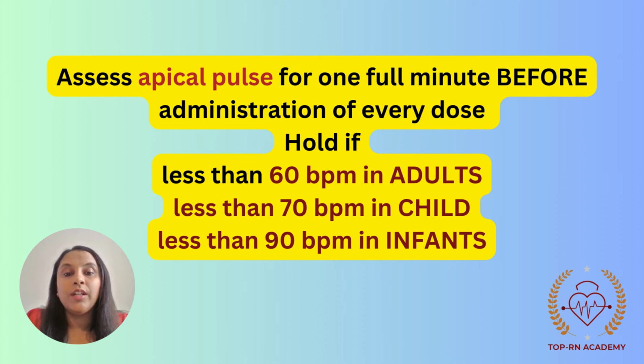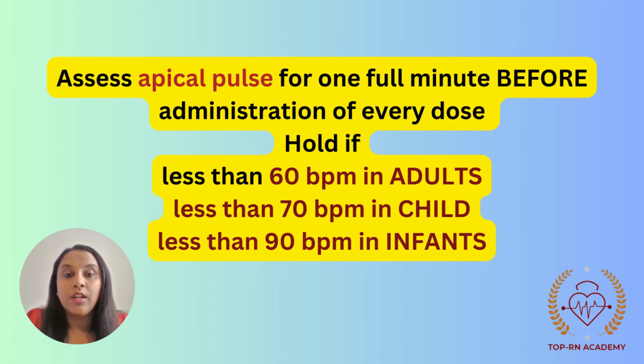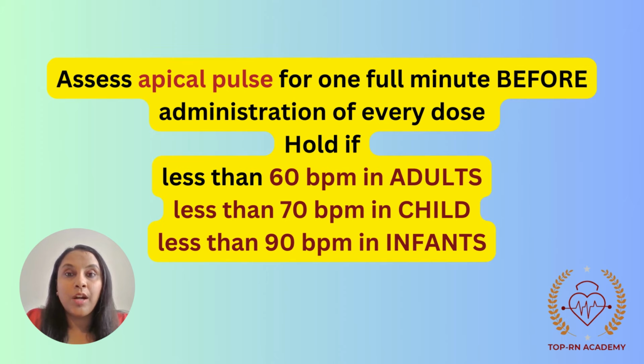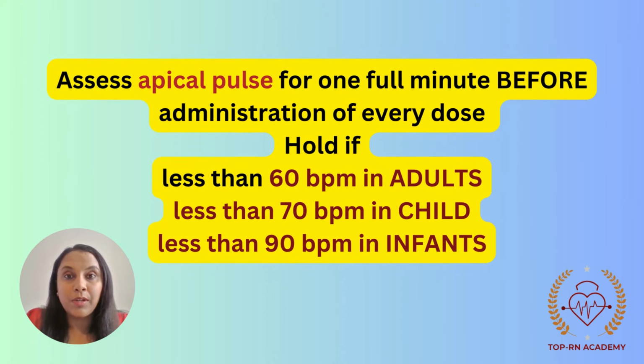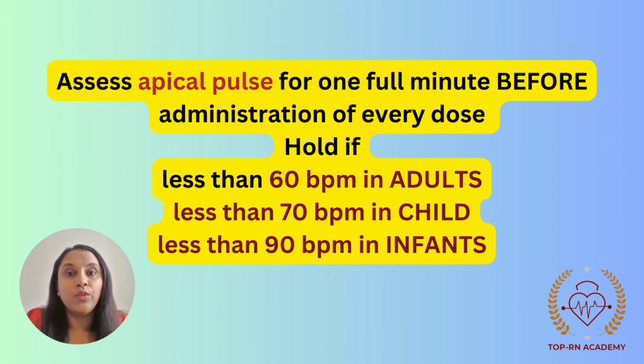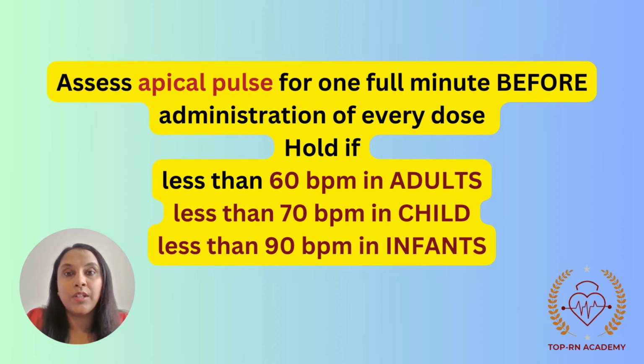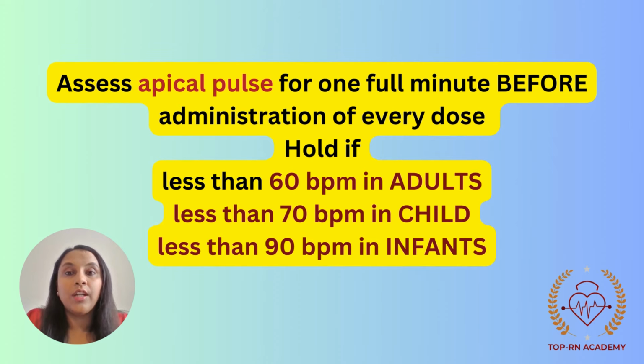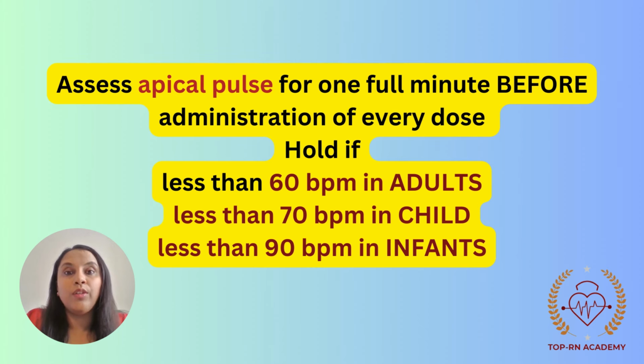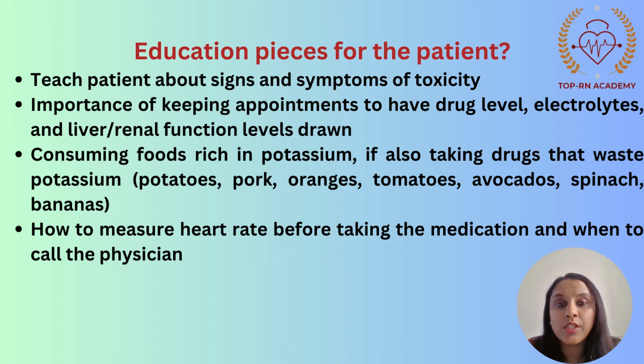For children, if it is less than 70 beats per minute, do not give that dose. For infants, if the heart rate is less than 90 beats per minute, do not give the dose. What should you do? You should wait for 5 or 10 minutes, check the heart rate again, then only administer the drug. If the patient's heart rate is still low, inform the physician, hold the dose, do not give the dose.